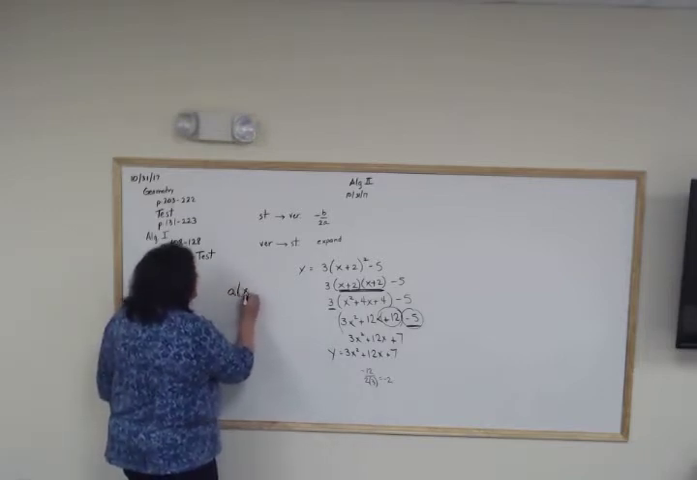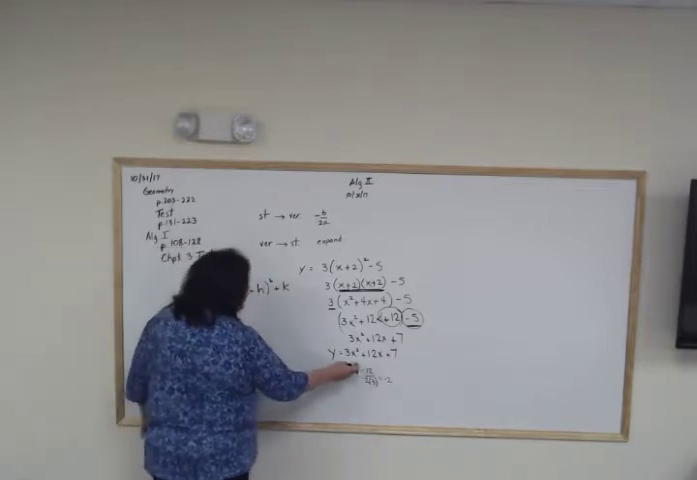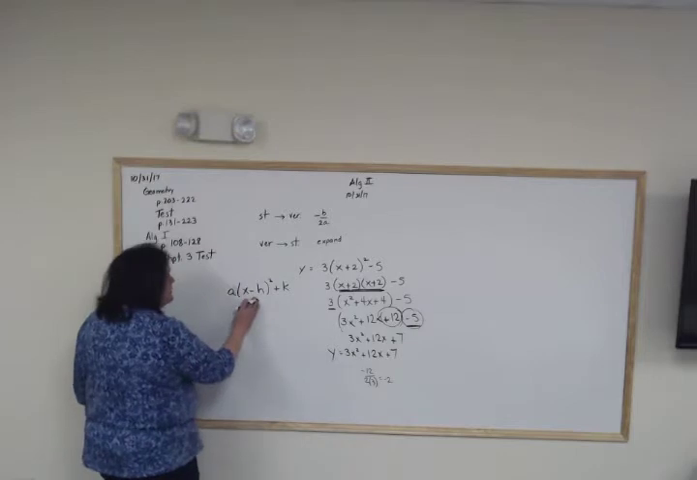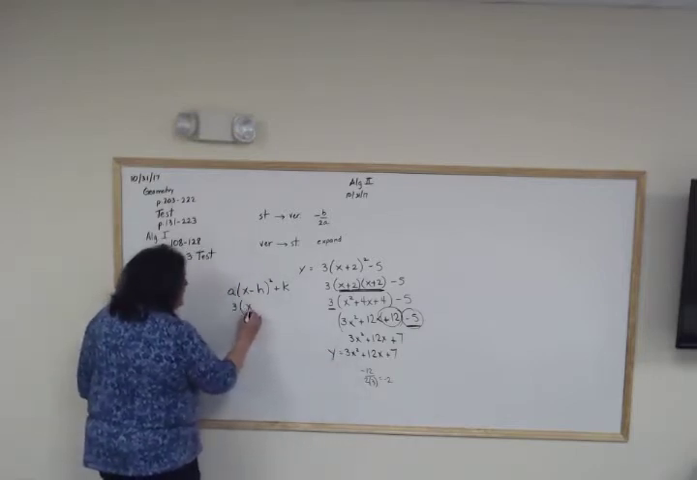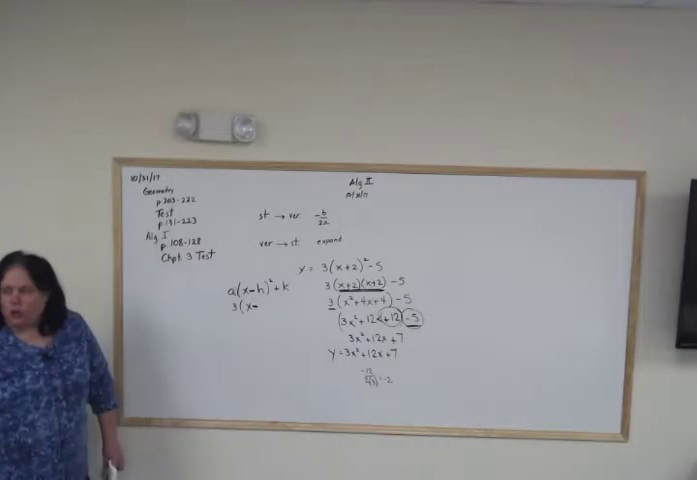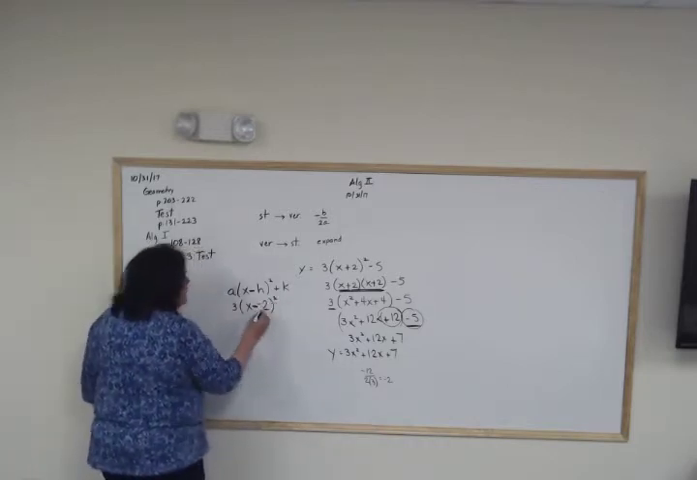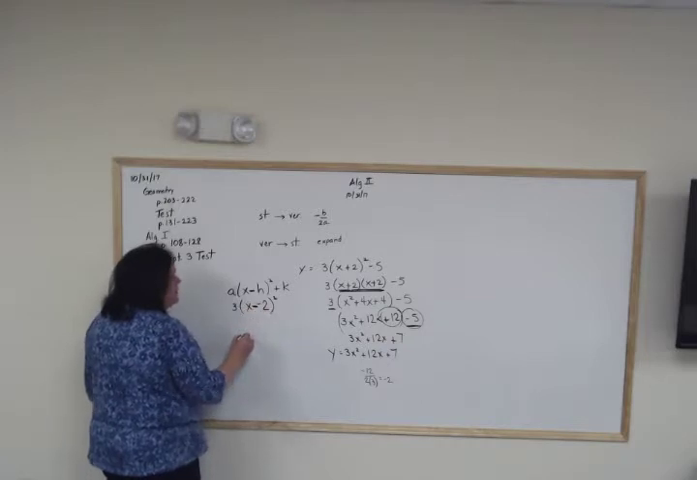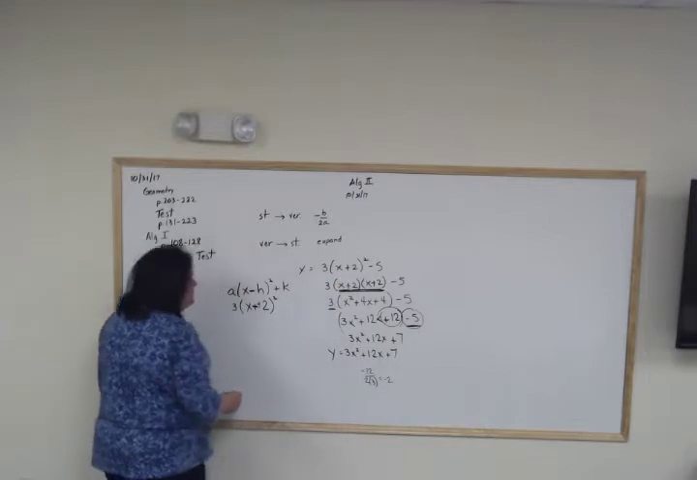So I would write it like this: a times (x minus h) squared plus k. If I wanted to go from this one back to vertex form, I plug in my 3. I write my x minus, because that's part of my formula. Now, negative 2 is the x-coordinate of my vertex. I write negative 2 here, and you see how I would make 2 marks there, right? So I get x plus 2.